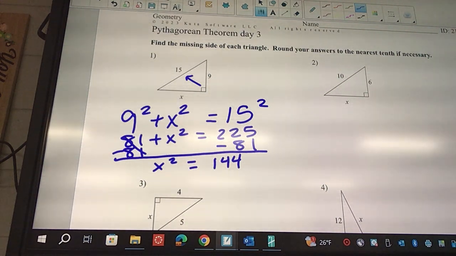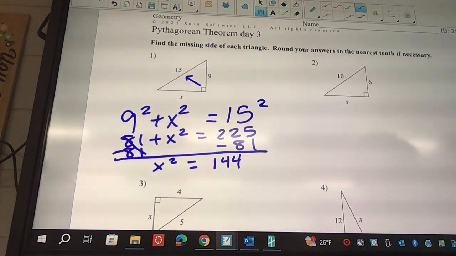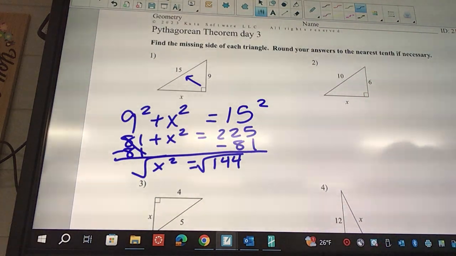Square root it. Okay, so the squared is the baby 2. The square root is the square root. Okay, so what is that going to give you? 12.